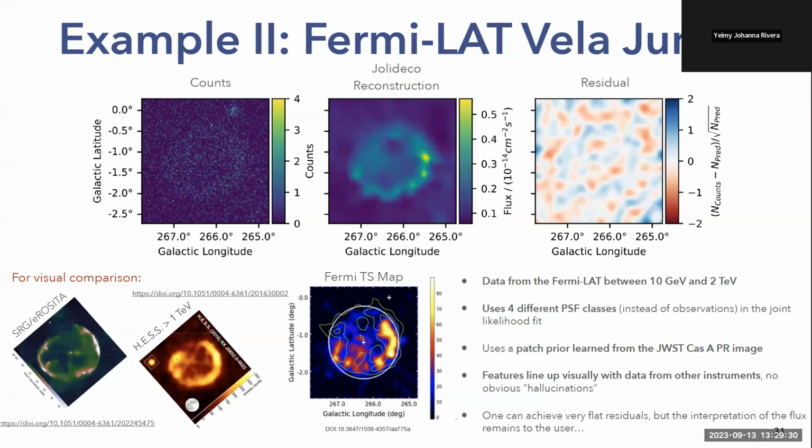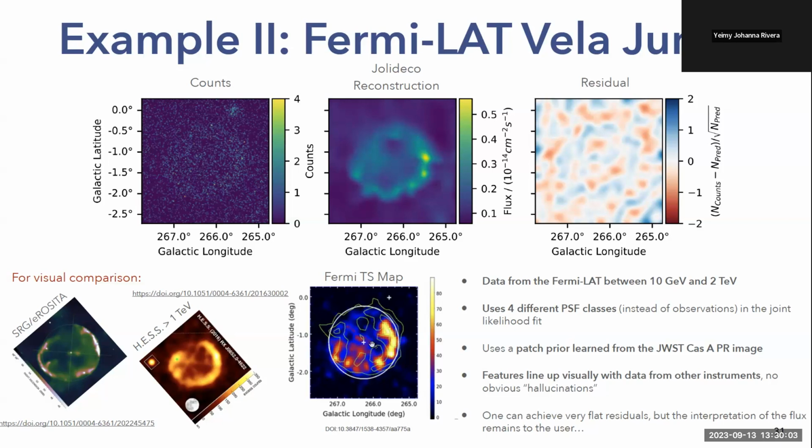But it was learned from the PR image, and the idea was just to learn from very good signal-to-noise ratio data. So if you take a look at this, the features that you see here really line up visually with data that is known from other instruments. And there are no obvious hallucinations in these, so unreal features in the image, let's say. But I have to argue here with plausibility and just say that what you get here is a plausible image if you compare it, for example, with the Rosita data or the H.E.S.S. data above 1 TeV.